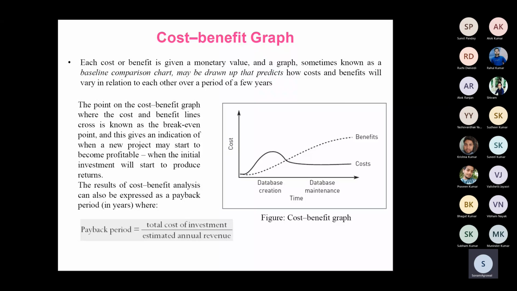So that's why you find this type of graph here. After the database creation, you will not find the expenditure going towards zero. No, it will never go to zero. There will be a lifelong expenditure in the maintenance of any GIS, to be regularly updated.